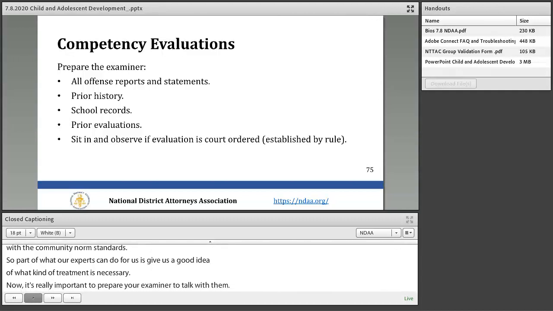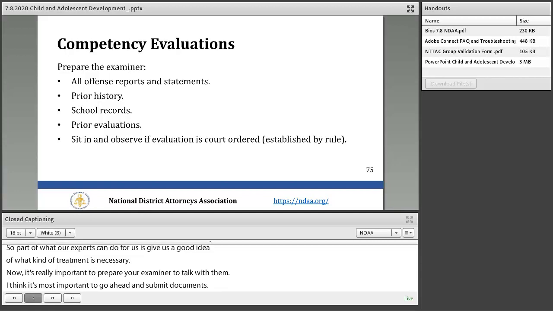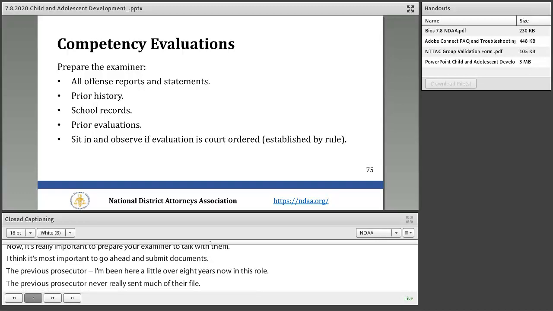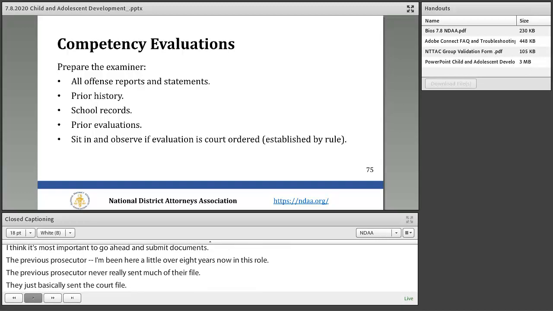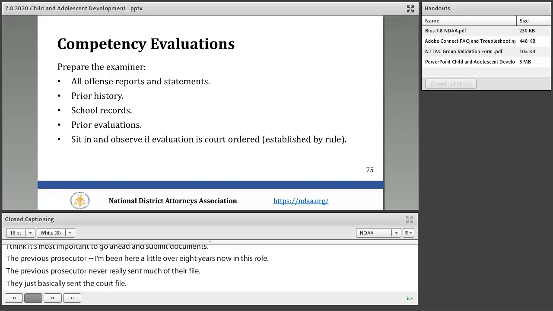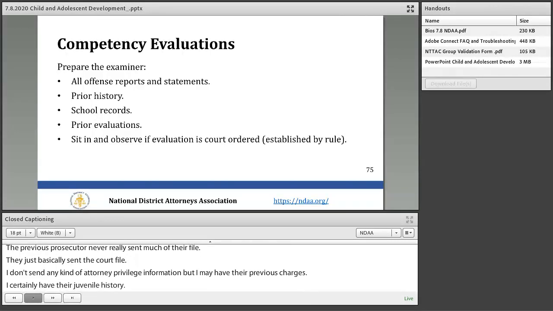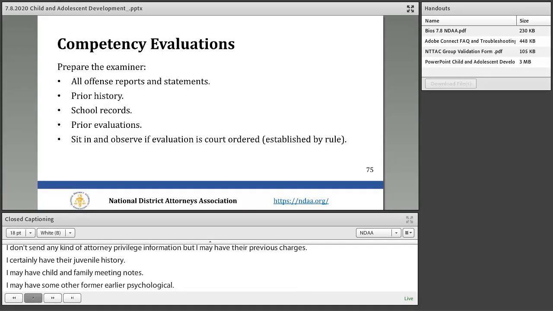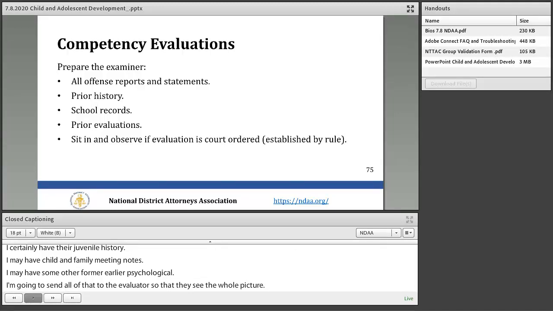Now, it's really important to prepare your examiner to talk with them, and I think it's most important to go ahead and submit documents. The previous prosecutor, I've been here a little over 8 years now in this role, the previous prosecutor never really sent much of their file. They just basically sent the court file, and I don't send any kind of attorney privileged information, but I may have their previous charges. I certainly have their juvenile history. I may have child and family team meeting notes. I may have some other earlier psychological evaluations. I'm going to send all of that to the evaluator so that they see the whole picture.